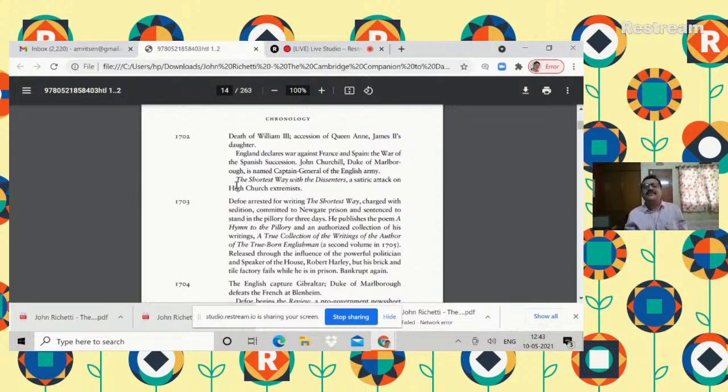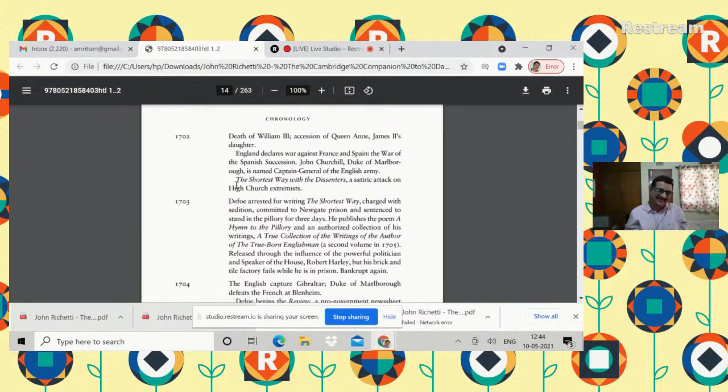And in 1703, very interestingly, Defoe is actually imprisoned, taken to Newgate Prison for writing The Shortest Way with Dissenters. He's taken to the pillory. The pillory is where, of course, in the marketplace, you are almost tied in stocks and people can throw things at you at random. So the pillory is a very risky place to be in and you are publicly humiliated.